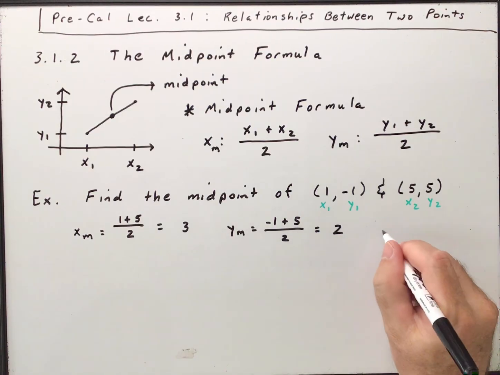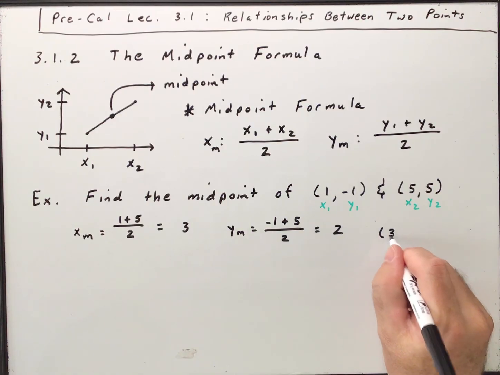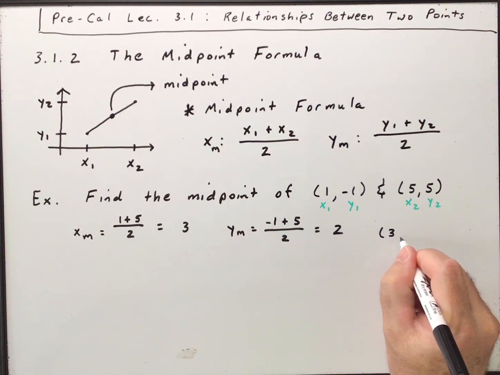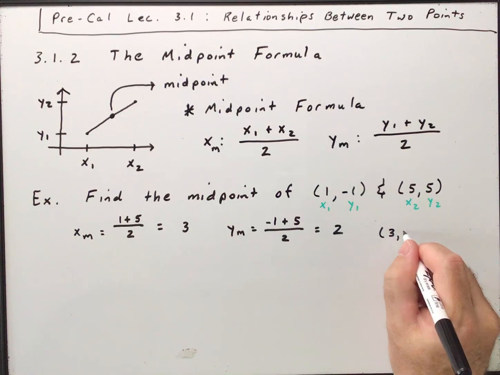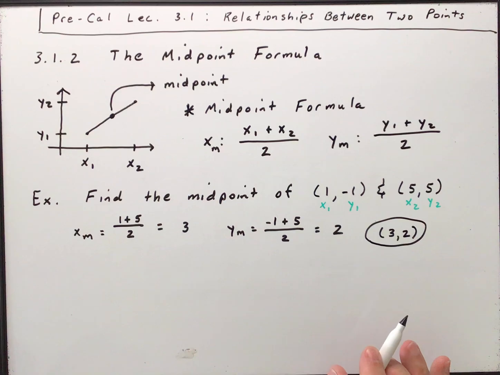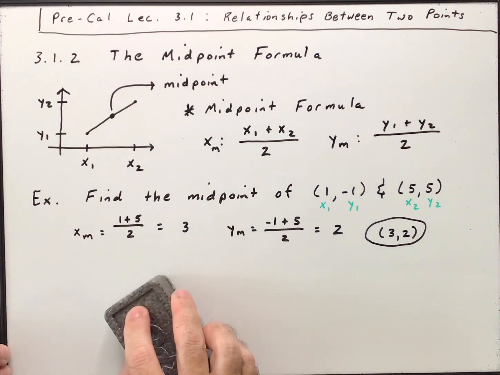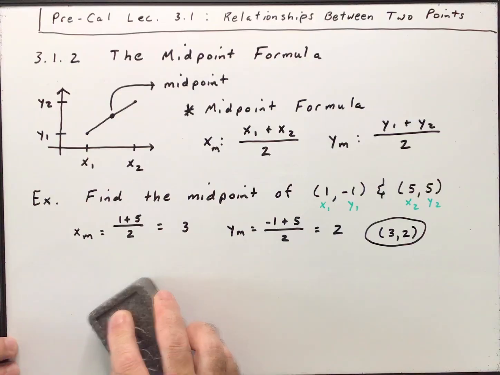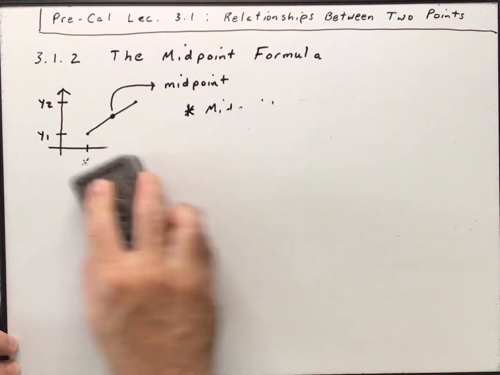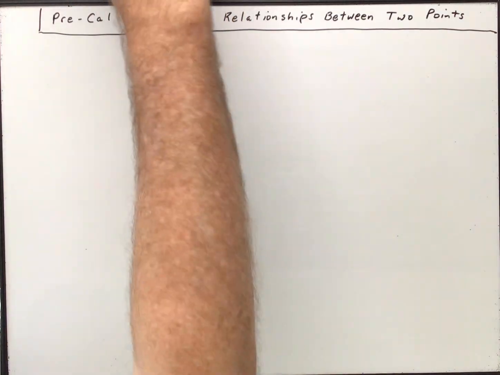So the answer, and you have to give your answer in the form of a point on the coordinate plane, would be (3, 2). Now in your homework you're going to have fractions you have to deal with. That's fine. Just deal with the fractions. All right, so that does it for section 3.1. Let's go to 3.2. And all of this should be review from algebra. Could even be algebra 1.